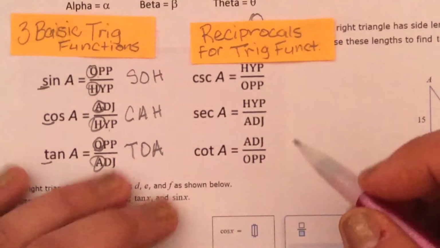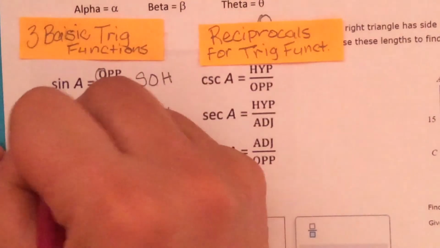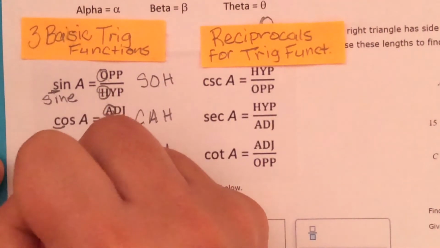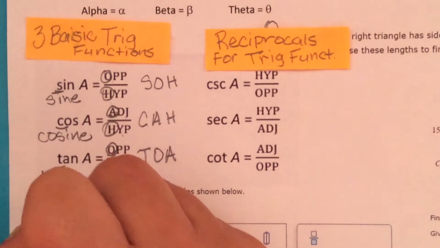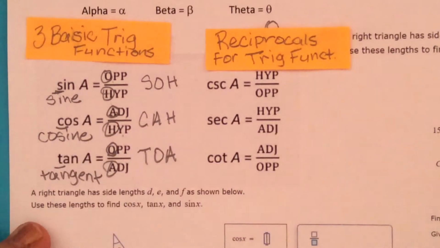So remember that for math, we always have abbreviations. This is the sine. This is the cosine. This is the tangent. So I better not hear you guys say sin, because the sin is, that's a religion thing, that's not math.